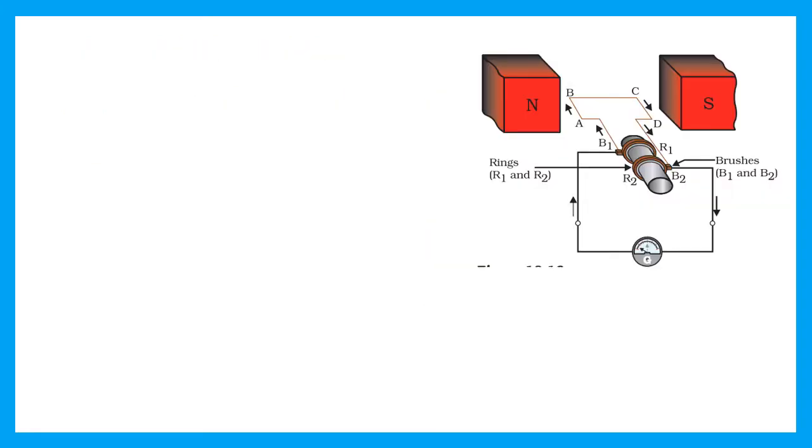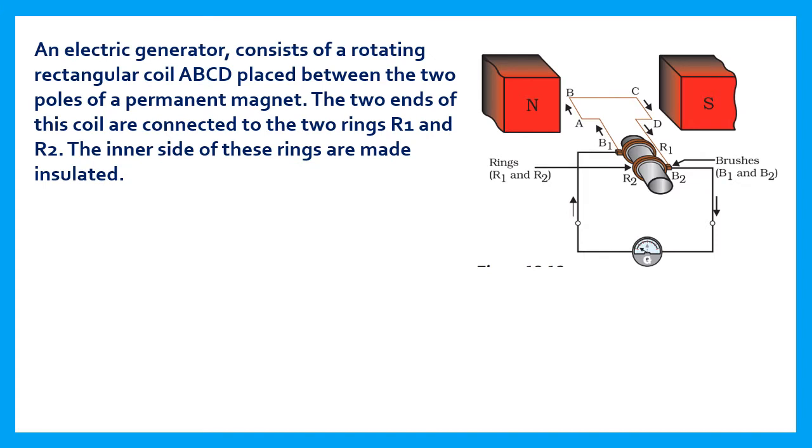So now let me discuss the construction of an electric generator. An electric generator consists of a rotating rectangular coil ABCD. This is A, B, C, D. This is the coil. Actually, let me rub it so that it is clean and I can explain easily. So the electric generator has a coil ABCD. This coil is placed between two poles of a permanent magnet, North Pole and South Pole.